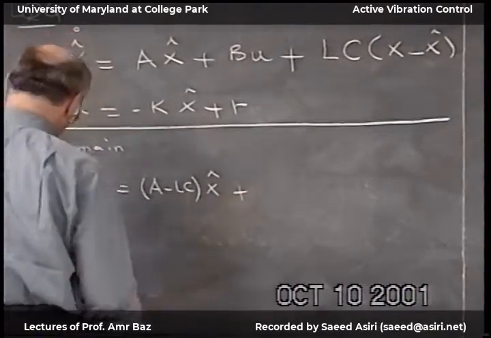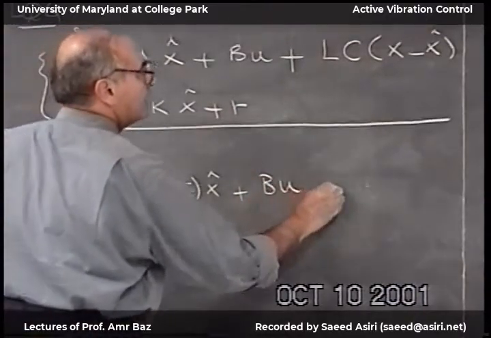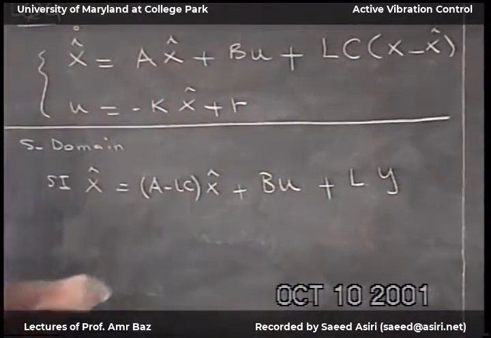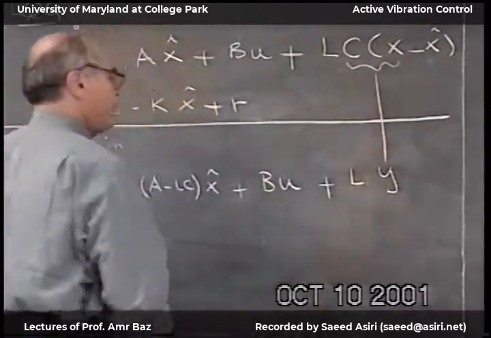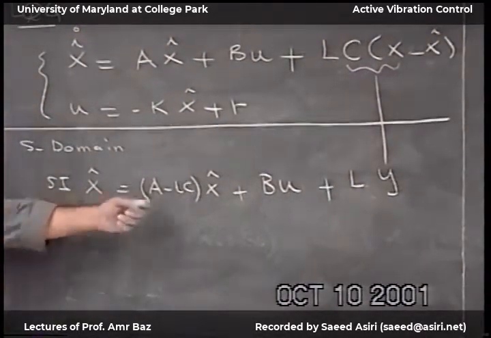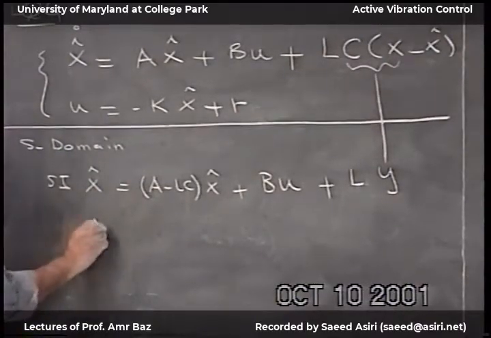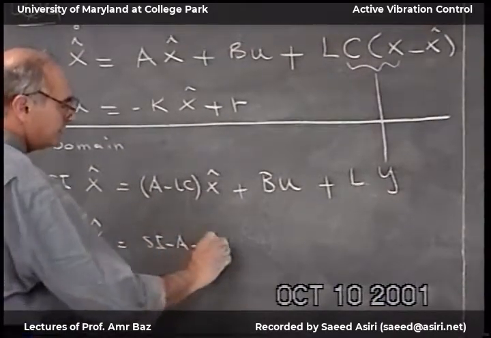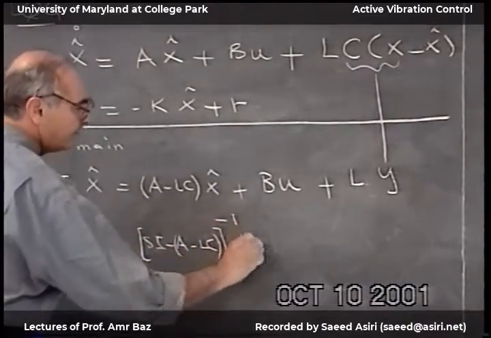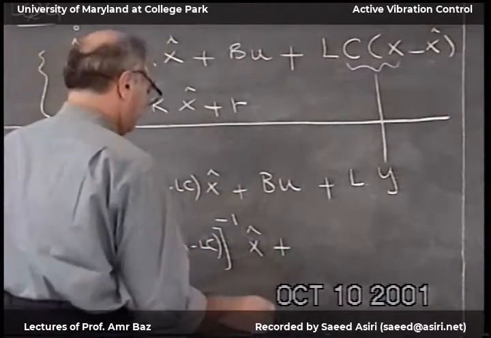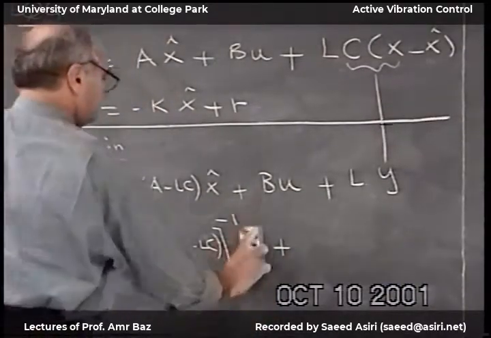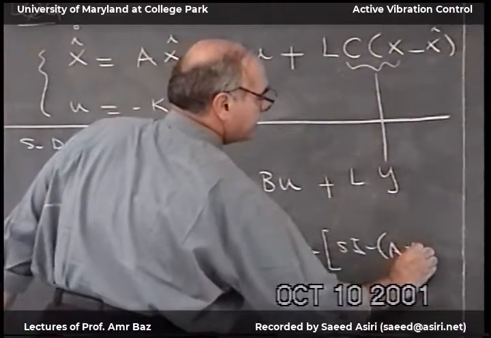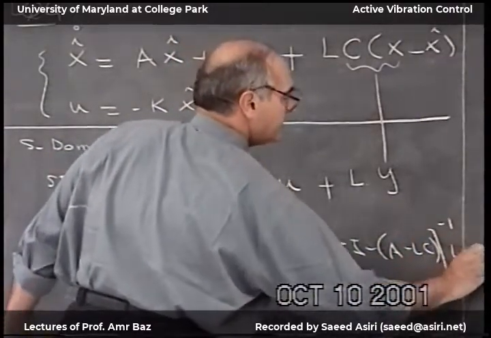plus B U plus, and I'll just make this L and Y. Combine these two to Y. Now from here and here I combine these and I have x hat equal to sI minus A minus LC inverse times x hat, oops, plus sI minus A minus LC inverse L and Y.